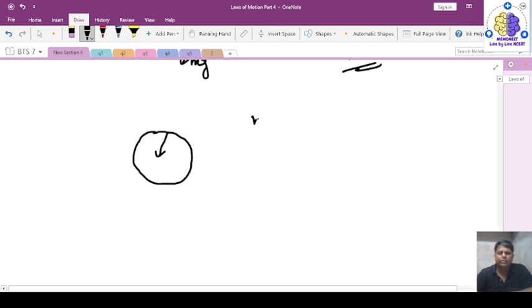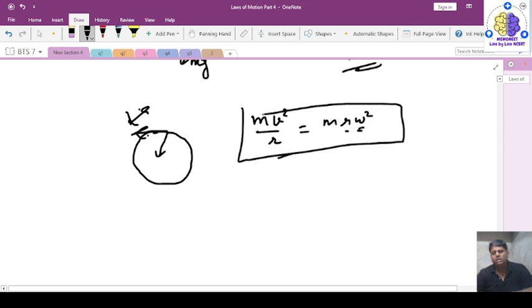The centripetal force is given by mv square by r, where v is the instantaneous linear velocity. Or we can say that the centripetal force is equal to m r omega square, where omega is the angular velocity, and in both cases r is the radius of the circular motion and m is the mass of the body, right? So this is the formula for calculating centripetal force, and it is the force because of which a body undergoes a circular motion.